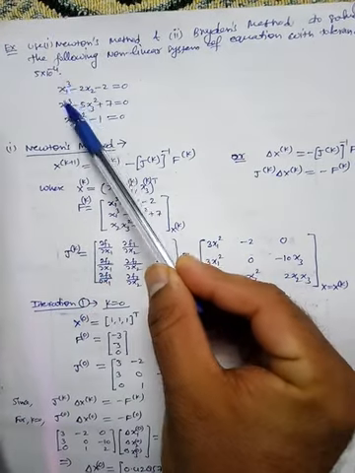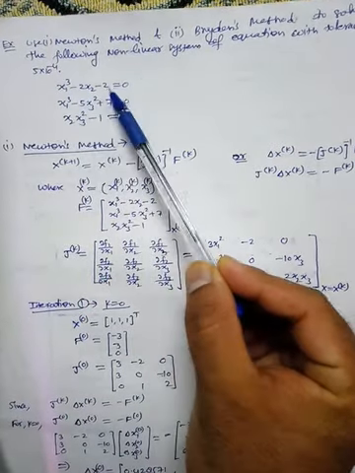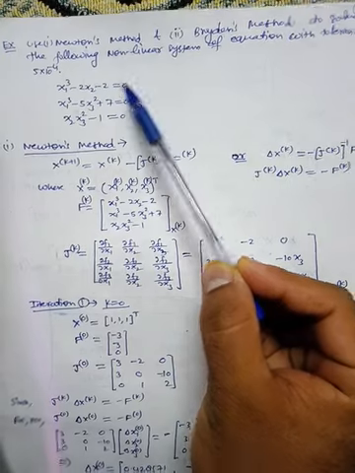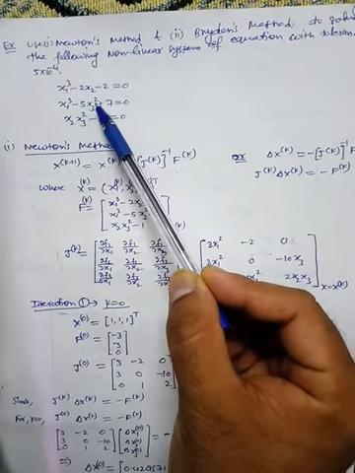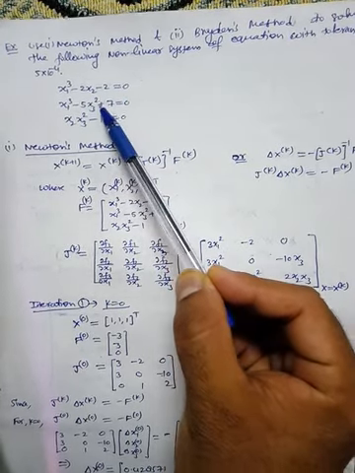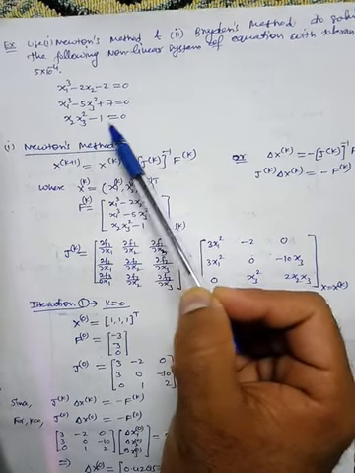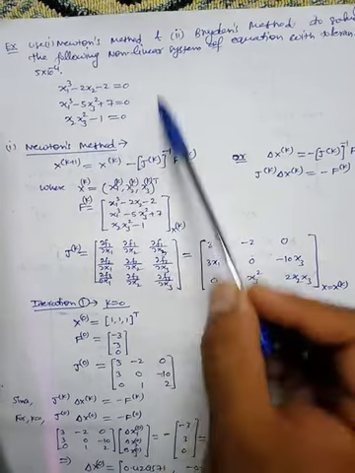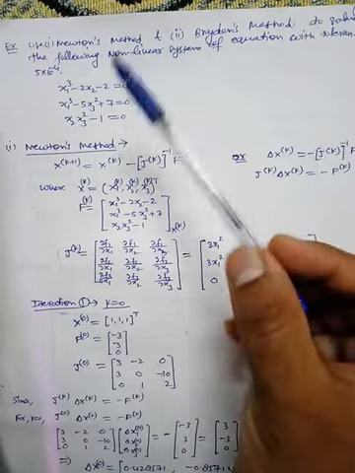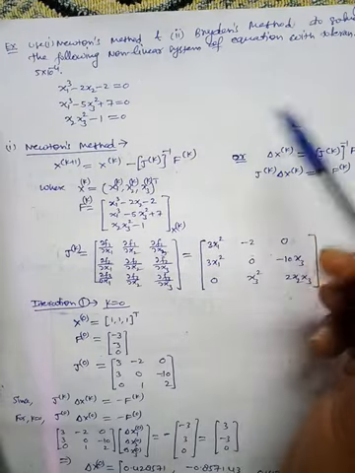The problem is x1 cube minus 2x2 minus 2 is equal to 0. x1 cube minus 5x3 square plus 7 is equal to 0, and x2 into x3 square minus 1 is equal to 0. So this is a three-dimensional problem. The solution is required: x1, x2 and x3.